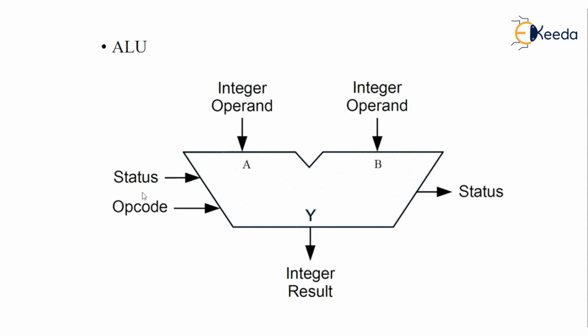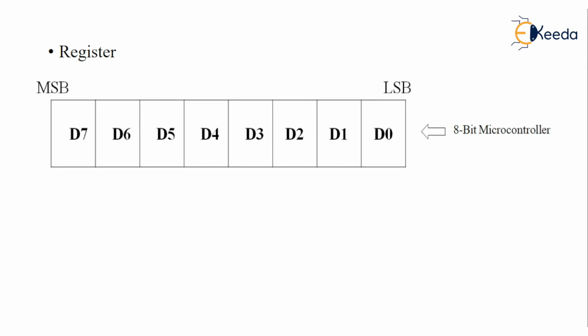The status: here you can see the incoming status and outgoing status. Incoming status is any previous status. Status is basically the carry, borrow, flags, negative, and overflow. If it comes from the previous execution, it gets added into your current execution, and the status of the current execution will be added into the next result. Then the integer result will be stored in a memory location, or displayed outside on a board.